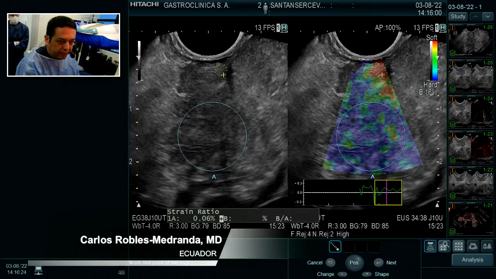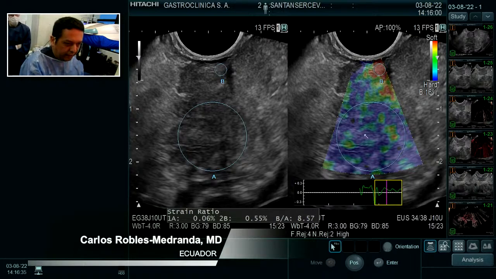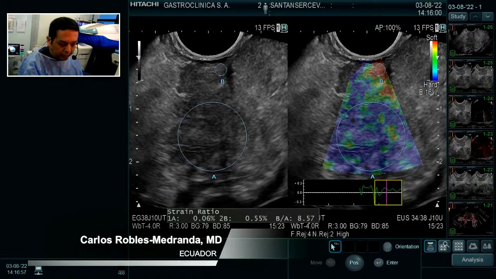I always use the mucosa to have the result. So the strain ratio between the A circle, that is the mass, and the red circle, that is soft tissue, is 8.57. So at least by these metrics, I don't see a very hard tissue. So until now, this is undifferentiated to me. This is an irregular mass, hypoechogenic, with some isoechogenic areas.